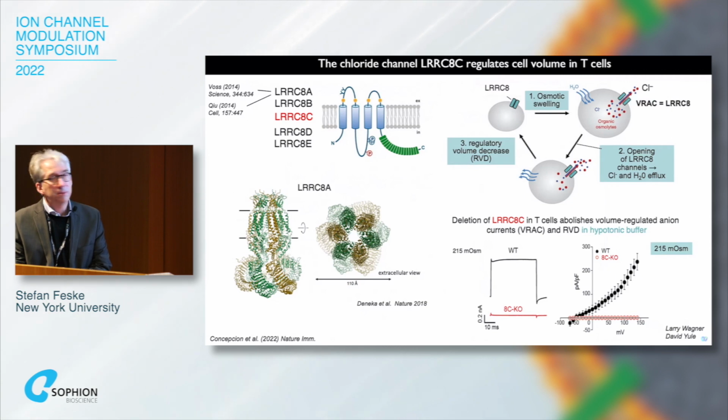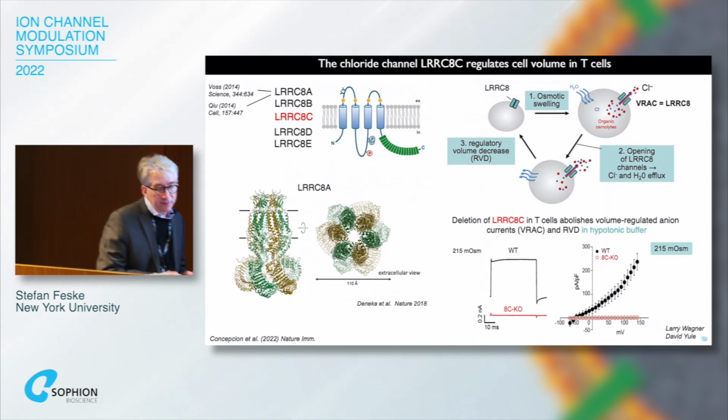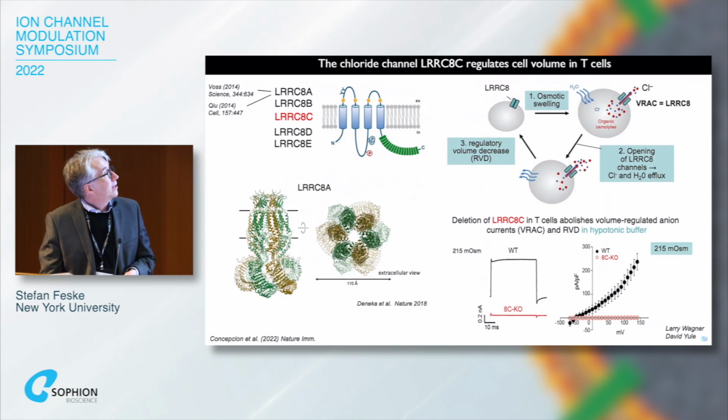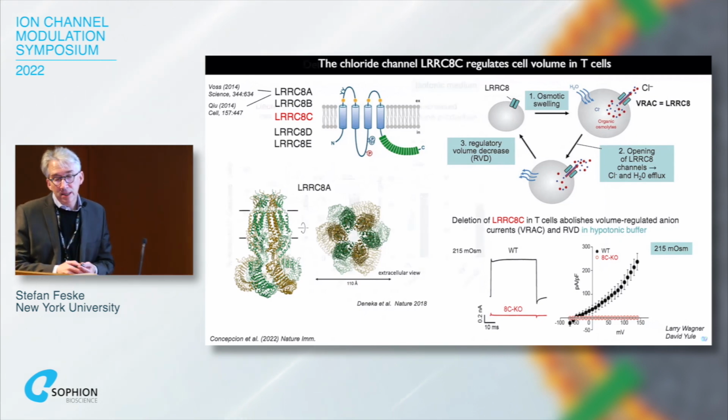Now, the problem here was, why do T cells need to respond to hypotonicity, right? When do they see this? Maybe in the kidney, but there are not a lot of T cells in the kidney. When would this pathway actually be functionally relevant? And that took us several years to really come to terms with. And eventually we found that this is relevant in T cells.